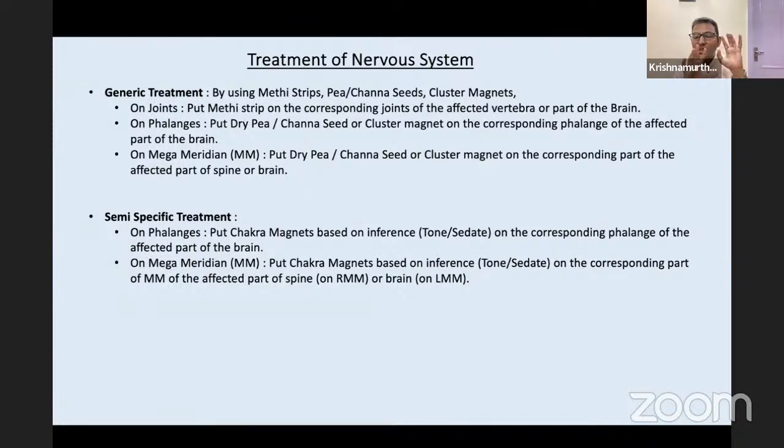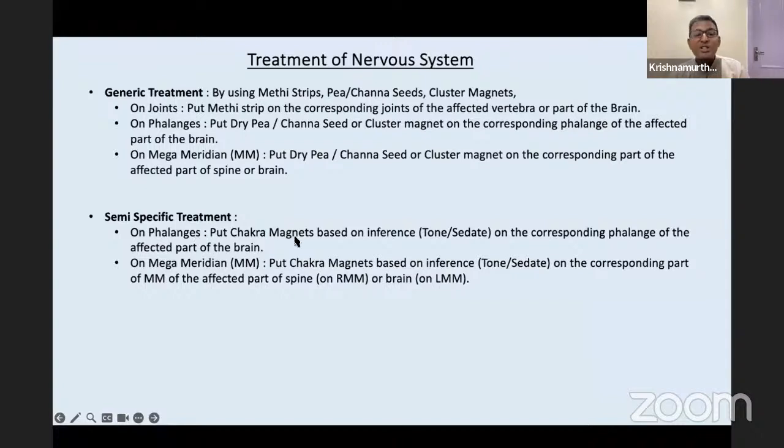This is all the generic way of treating, where you don't know what element to modify, what element to increase, what element to decrease. You are not aware, or you are not confident. Then don't worry. You use the generic method, that is seeds. But if you are confident, you are able to understand what element to increase and what element to decrease, then you can go for specific treatment using magnets.